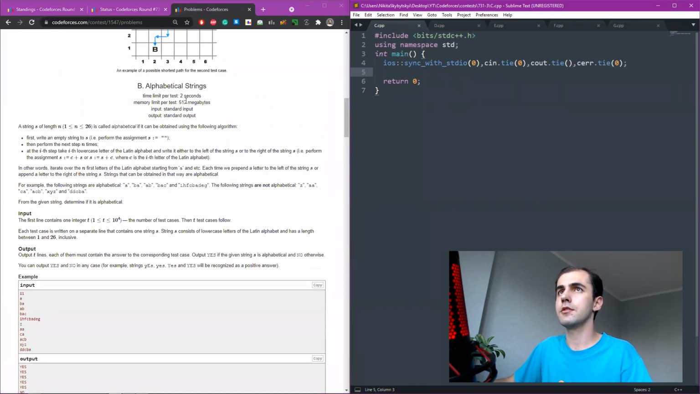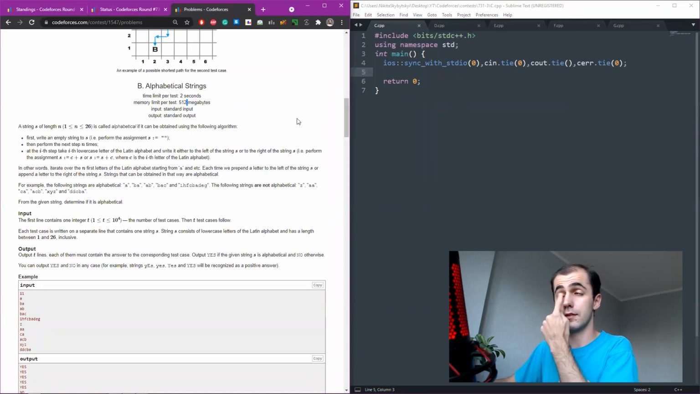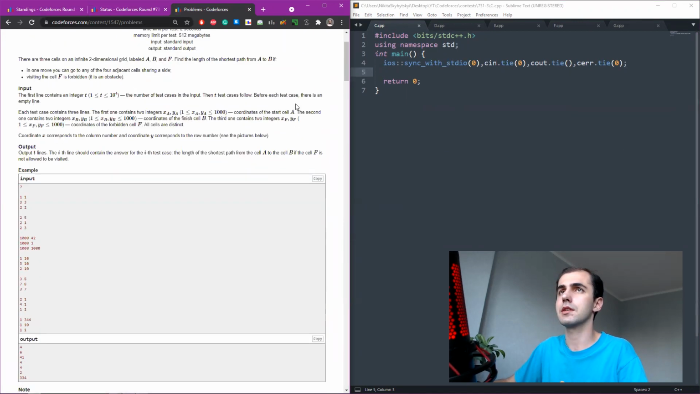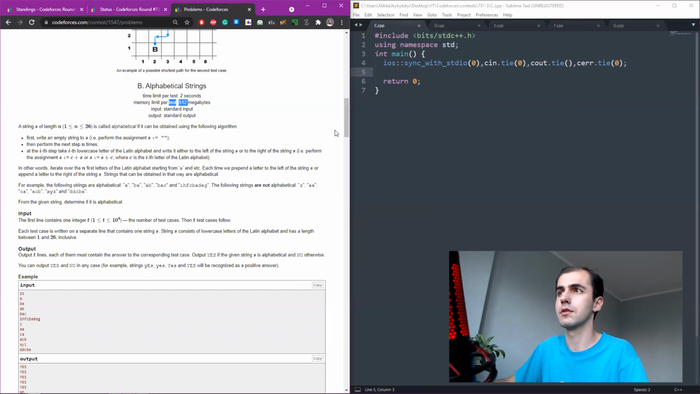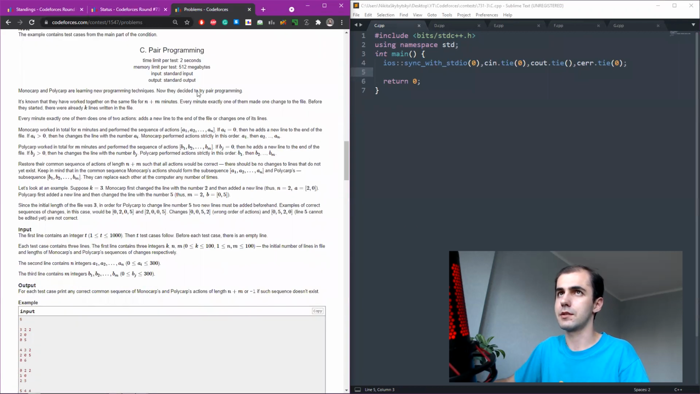Oh, apparently the new standard memory limit is 512 megabytes. I did not notice when this happened. I'm still used to 256. So in case of length n, oh wait, we saw this.